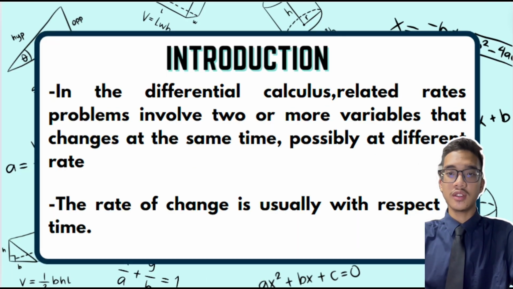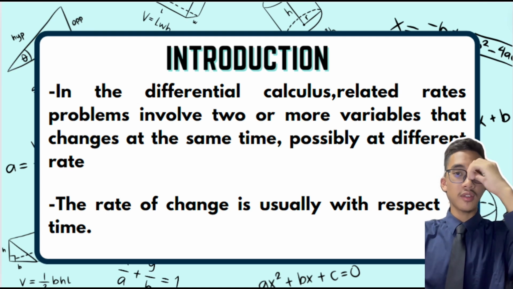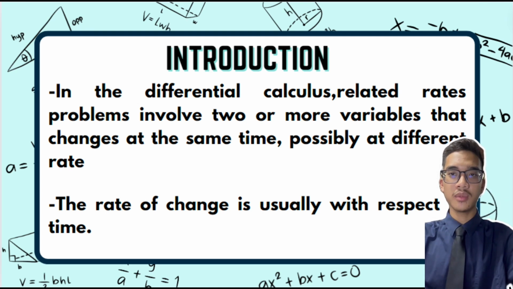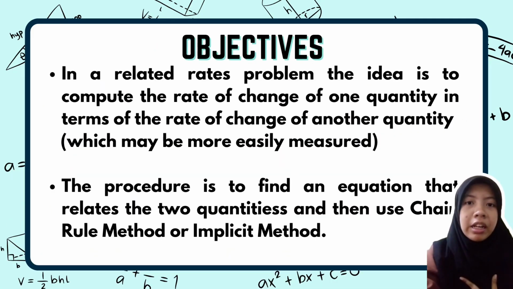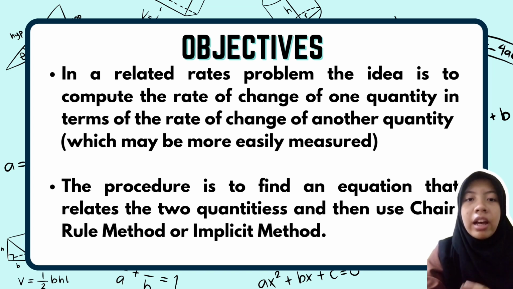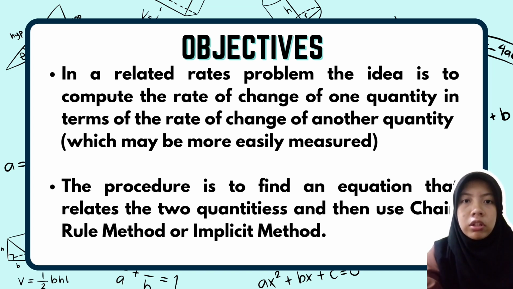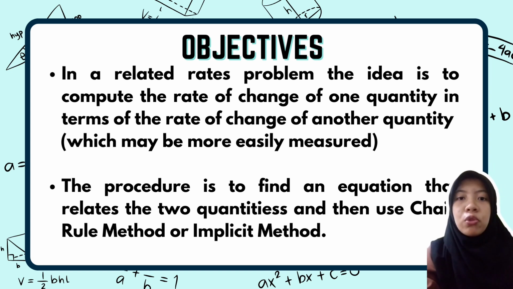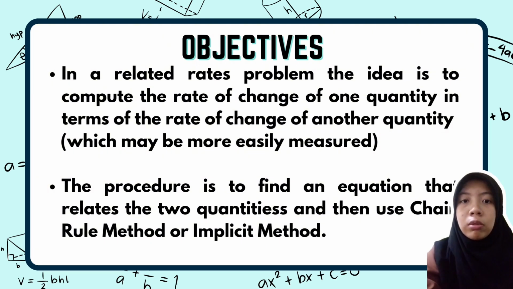For the introduction, differential calculus related rates problems involve two or more variables that change at the same time, possibly at different rates, and the rate of change is usually with respect to time. Hi, I am Nabila and I will tell you the objective of related rates. In a related rates problem, the idea is to compute the rate of change of one quantity in terms of the rate of change of another quantity, which may be more easily measured. The procedure is to find an equation that relates the two quantities and then use the chain rule method or implicit method.